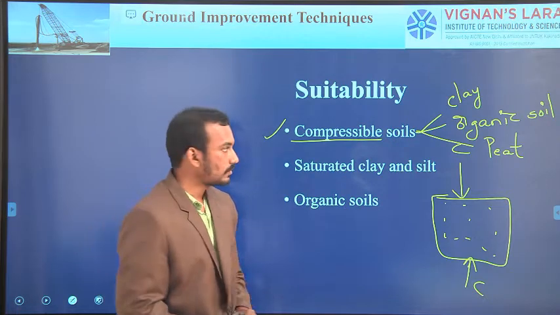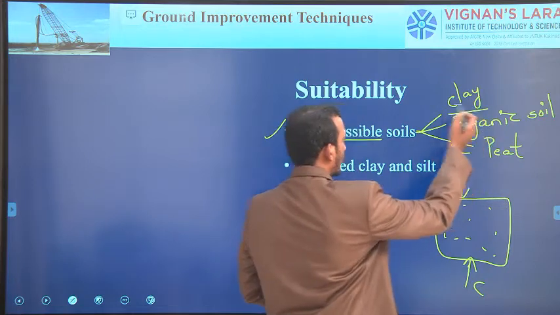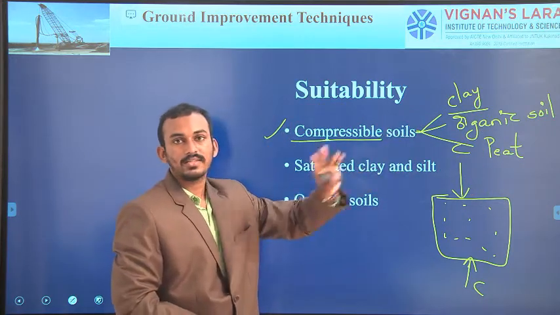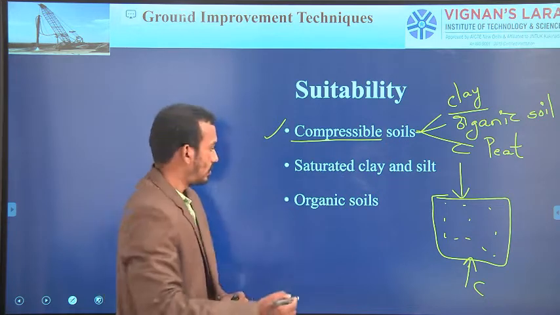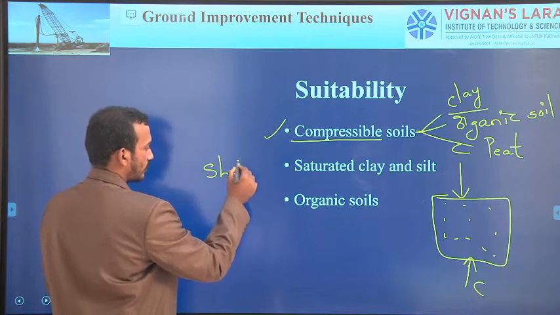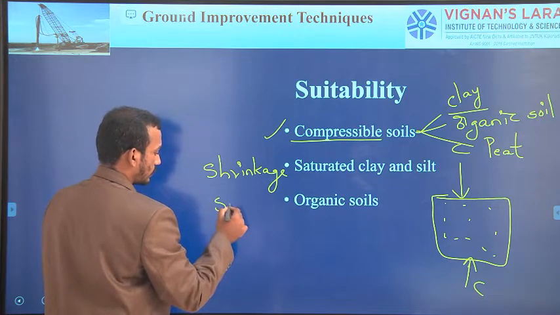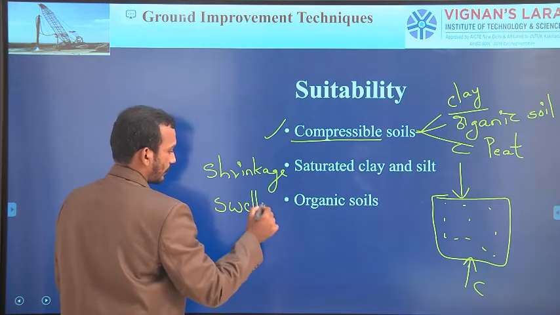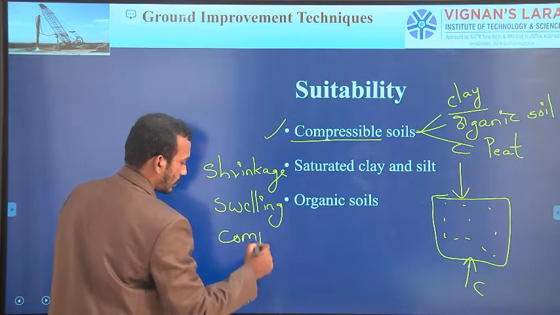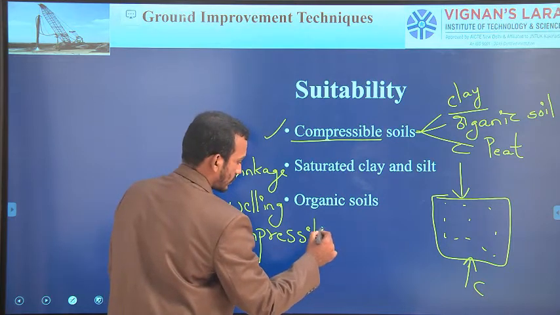So there is also one more question. Clay is a compressible soil, but clay also undergoes shrinkage and swelling. We already discussed it in the first class. What is shrinkage? What is swelling? And compare these two with compressibility. What is the difference between these three terms?